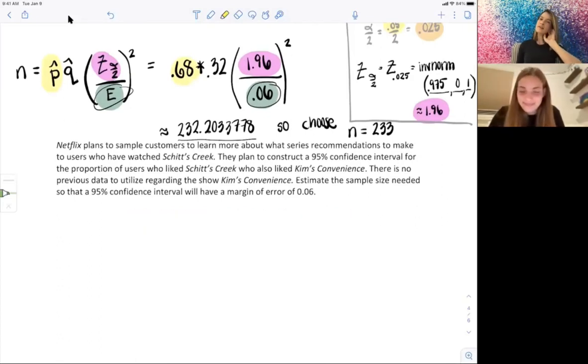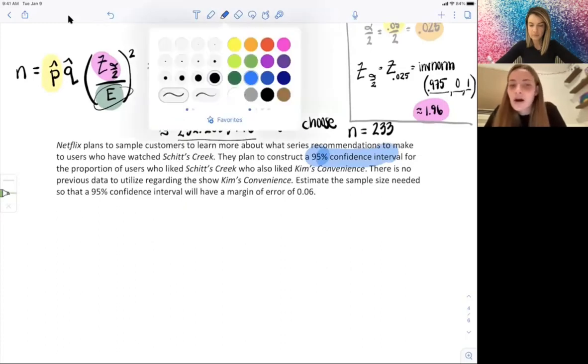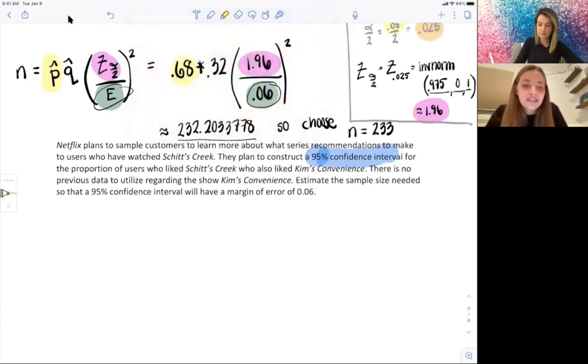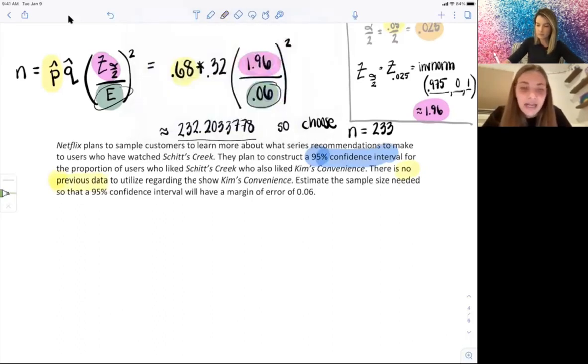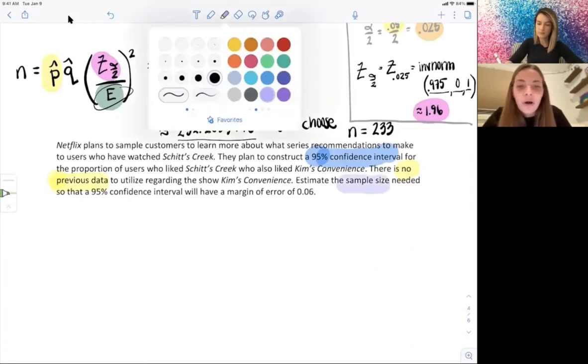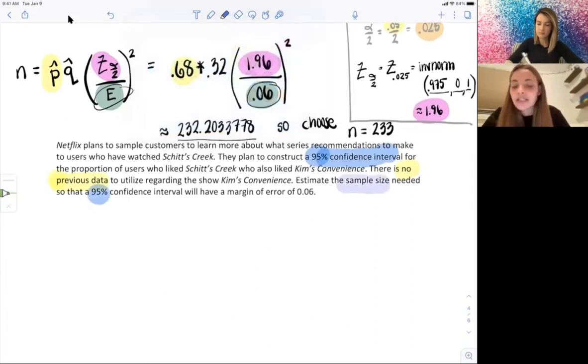All right. So take us away on this one and help me with what we're going to do if it's our first time doing one of these. Okay, so Netflix plans to sample customers to learn more about what series recommendations to make to users who have watched Schitt's Creek. They plan to construct a 95% confidence interval for the proportion of users who like Schitt's Creek who also liked Kim's Convenience. There's no previous data to utilize regarding the show Kim's Convenience. Estimate the sample size needed so that a 95% confidence interval will have a margin of error of 0.06.